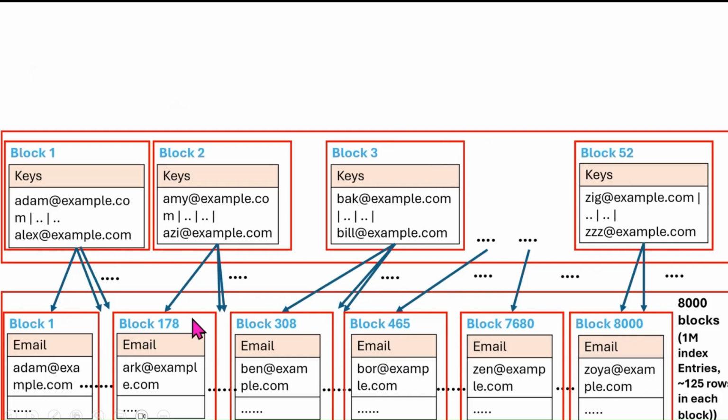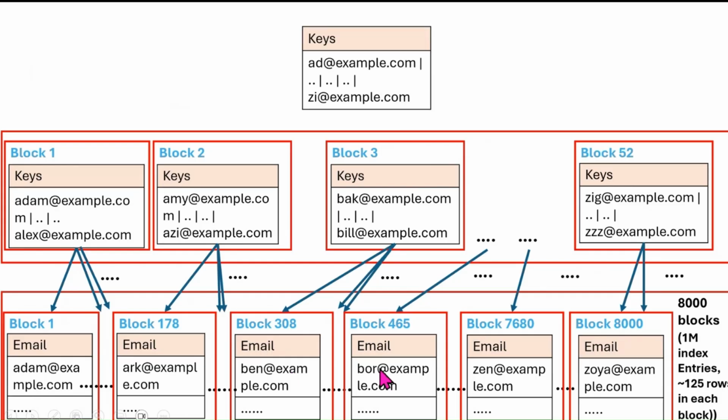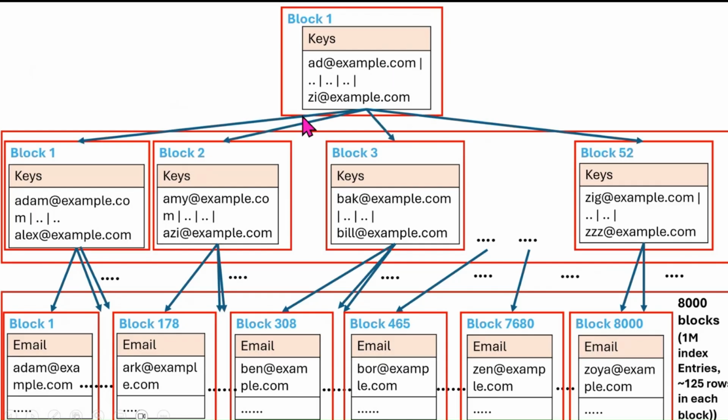Now we created this index on top of this index. We can create one more index on top of this index. Let's say it has ranges from aa@example.com till zi@example.com. It will point like this.